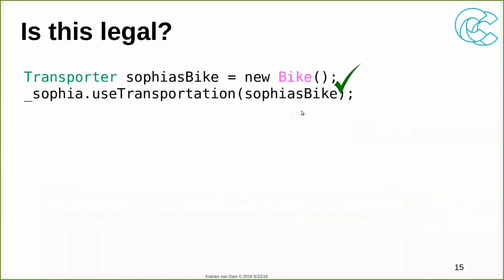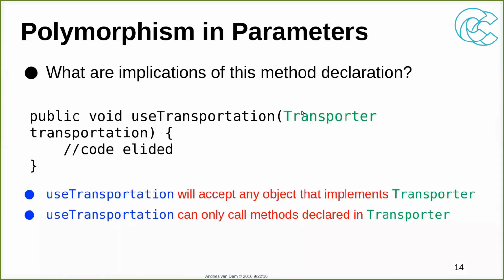Excuse me, sir. Yes. Can you go back to the previous slide? Can I go back to this one? So this is saying that the use transportation method can only call the methods declared in transporter. So why is that? Because use transportation is a method in the racer, right? And racer does not implement the transporter interface. So why is this limitation? Yeah, that's right.